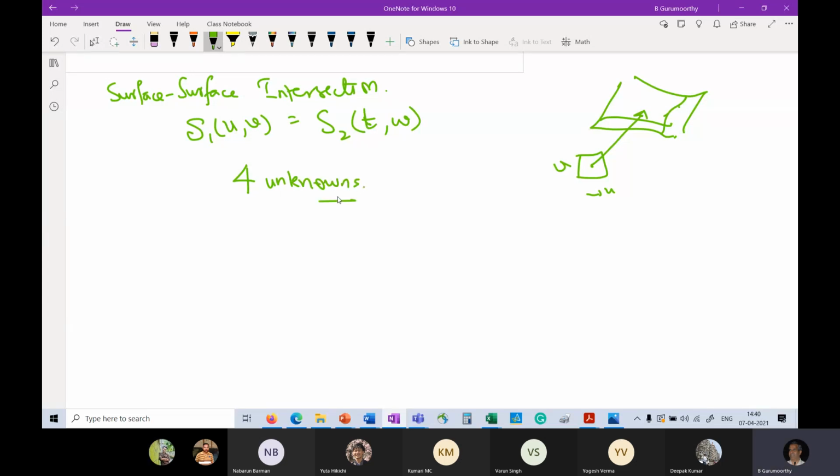Now from these 4 unknowns, how many equations do you have here? Two. When will you have 2 equations? What is the condition? One for the S1 and one for the S2? No. I want them to be equal. For all values of U and V, I want to find points which lie on both the surfaces. That's my intersection. So one doubt: are the two surfaces having different control points? Yes.